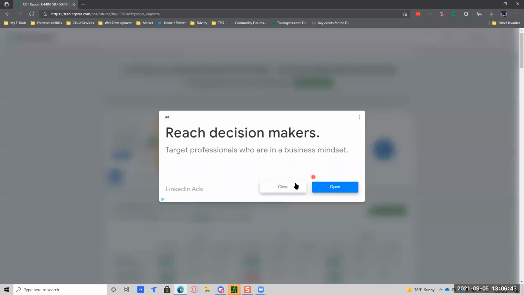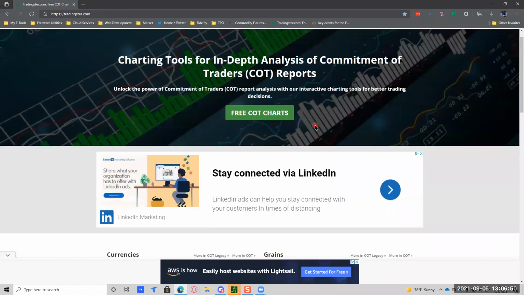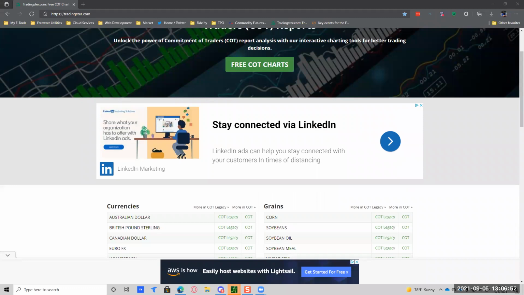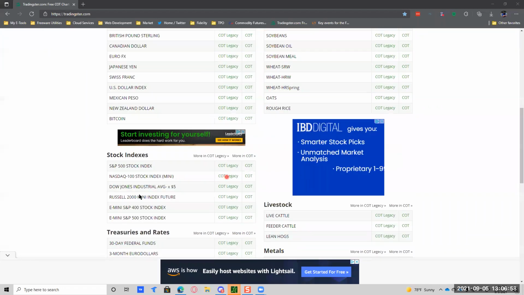Just go to the home page. Since I got there on a quick link, this is what the home page would look like. And we start with this, just kind of scroll down. Currencies, grains, stock indexes. This is what I generally start with.